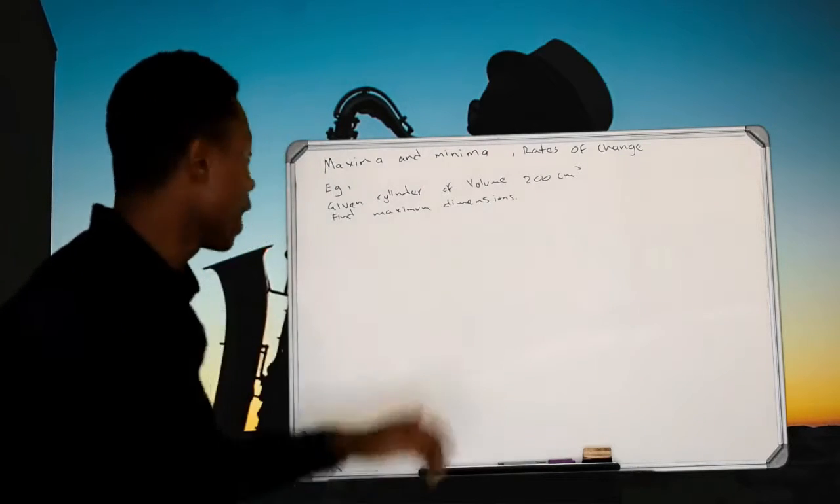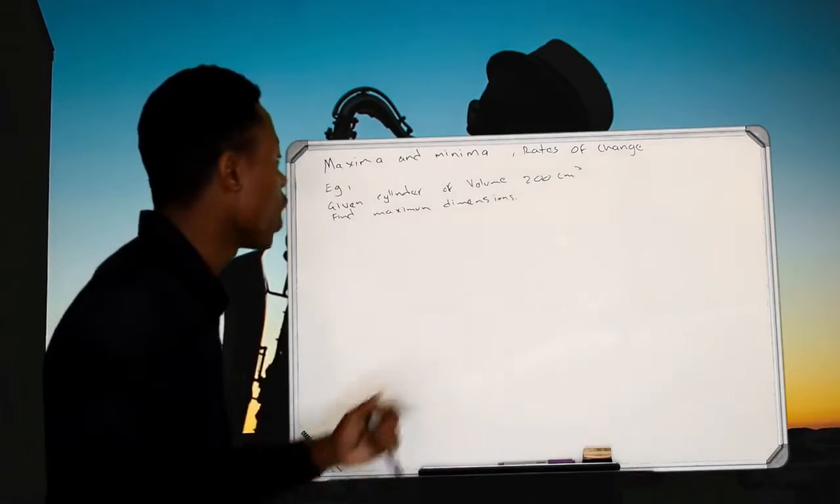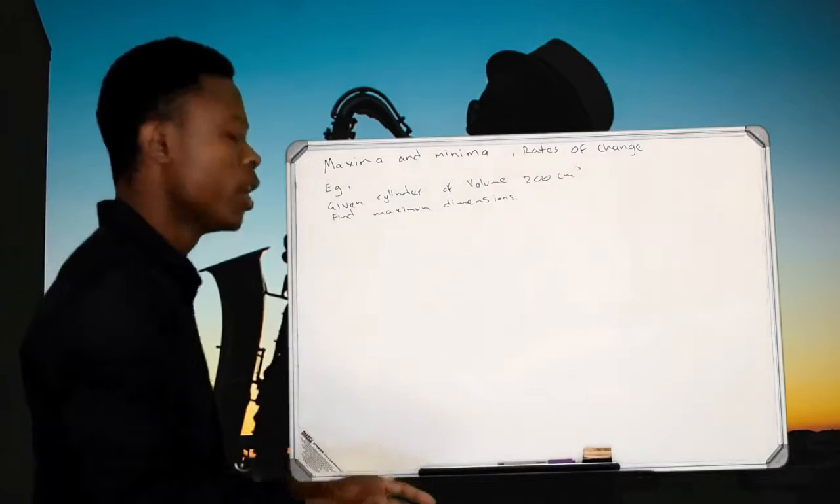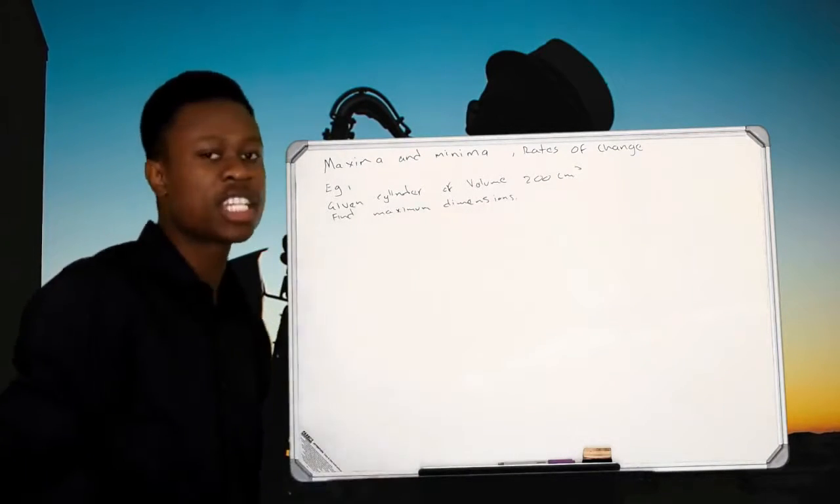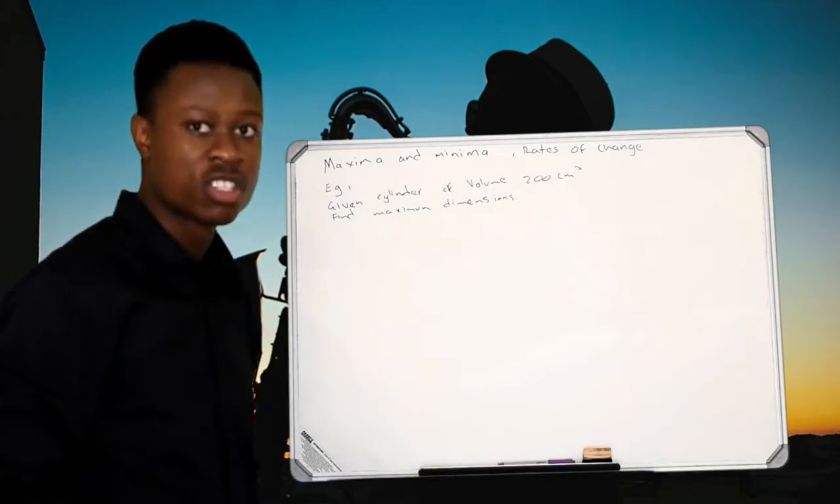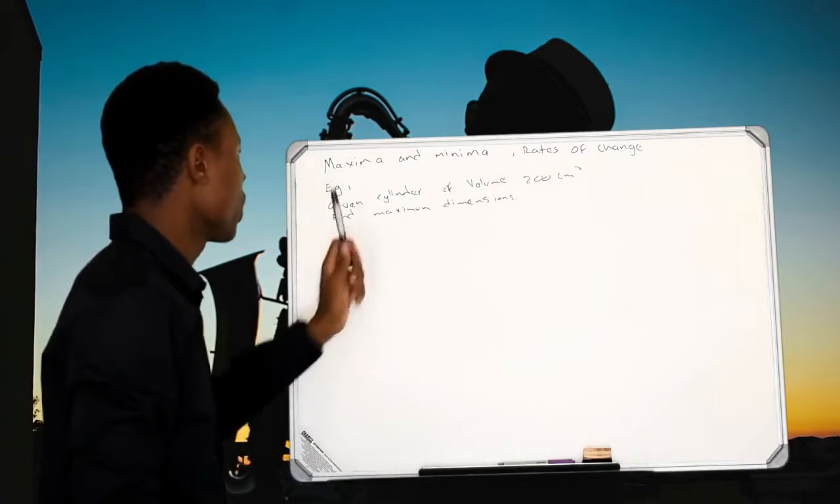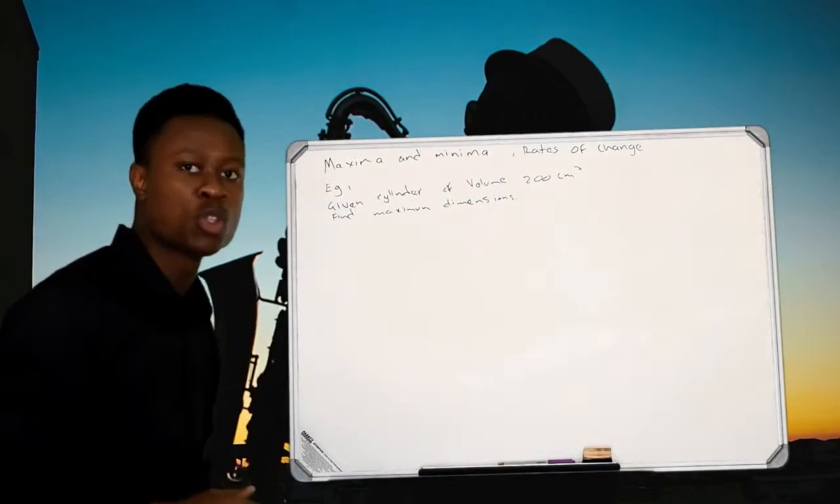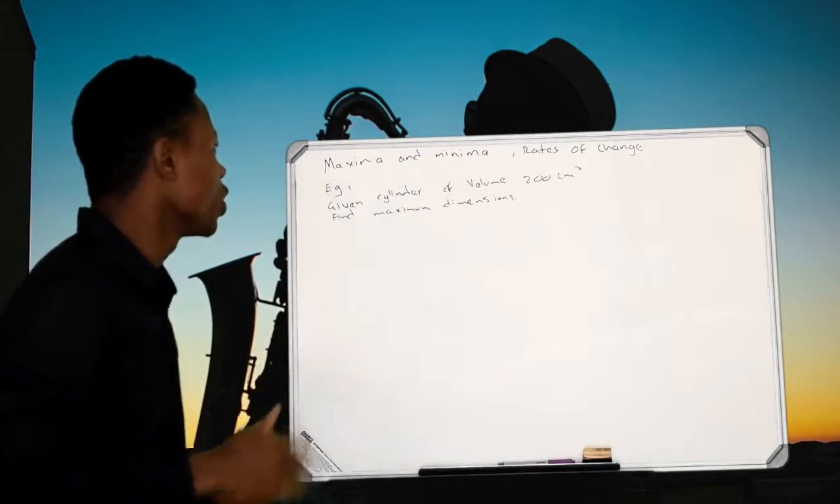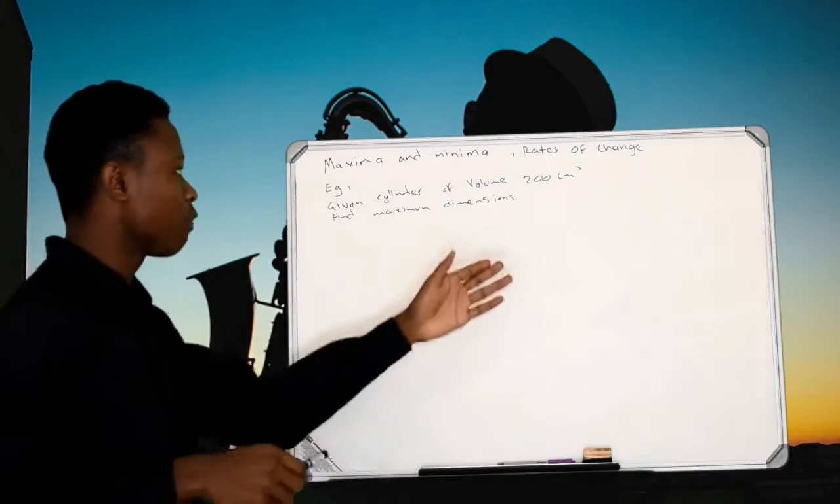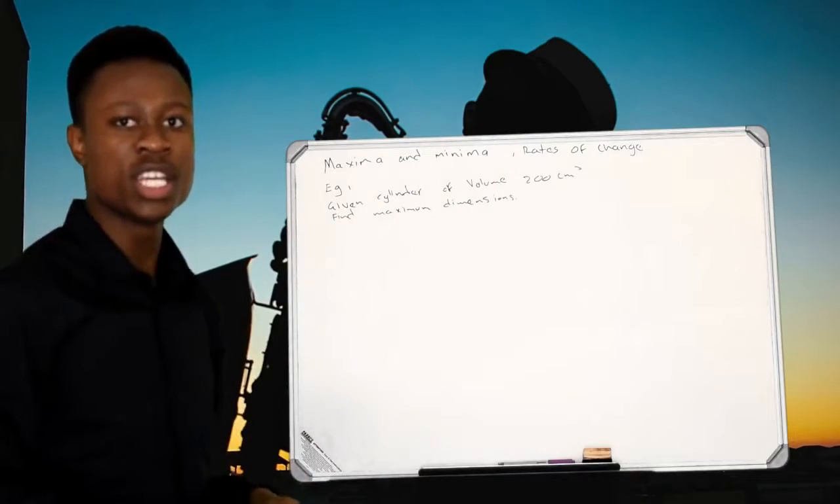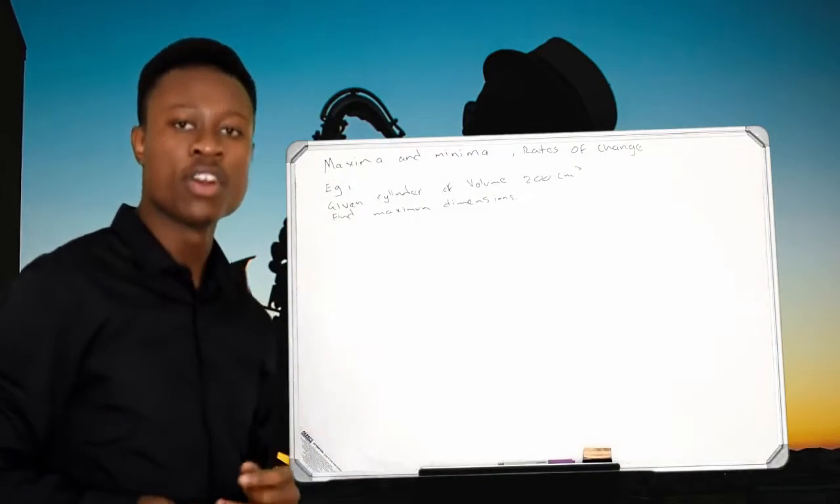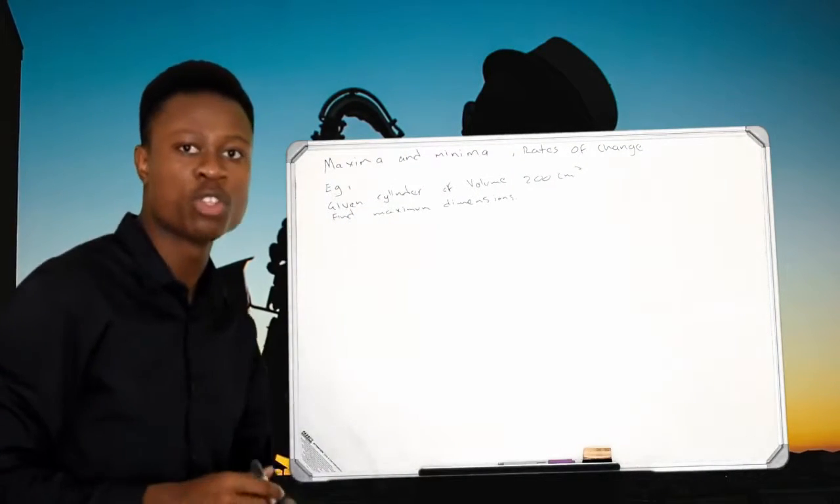My question says, given a cylinder of volume 200 centimeters cubed, because it's a volume that's to be cubed, find the maximum dimensions, right? The maximum dimensions, what does that mean? That's where maximum comes into play. We don't have to draw the shape of it, you can if you want. We know that the dimensions that we need are the height h and the radius r. Those are the two dimensions that we need to find.